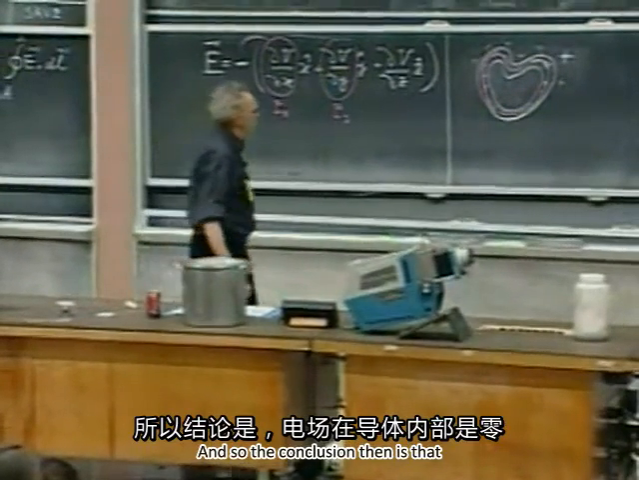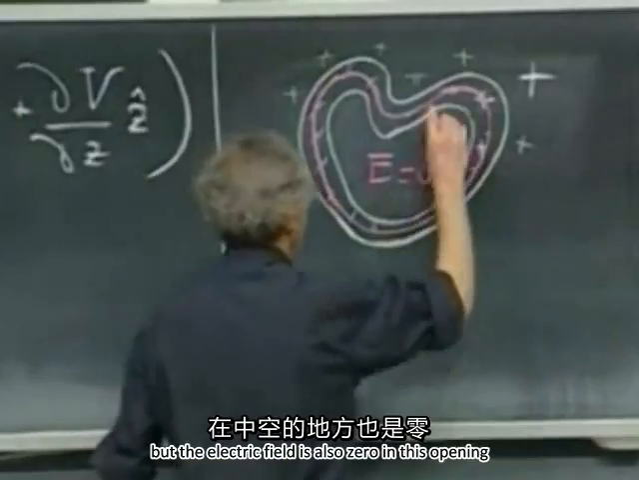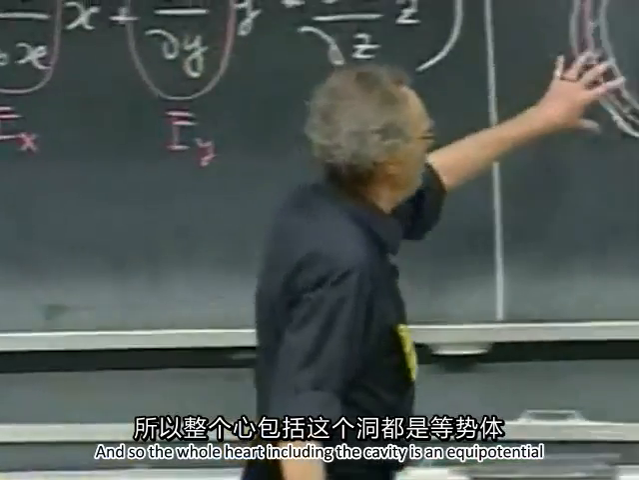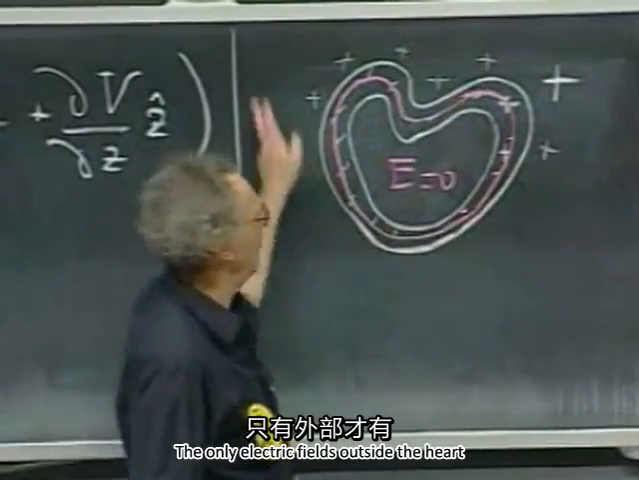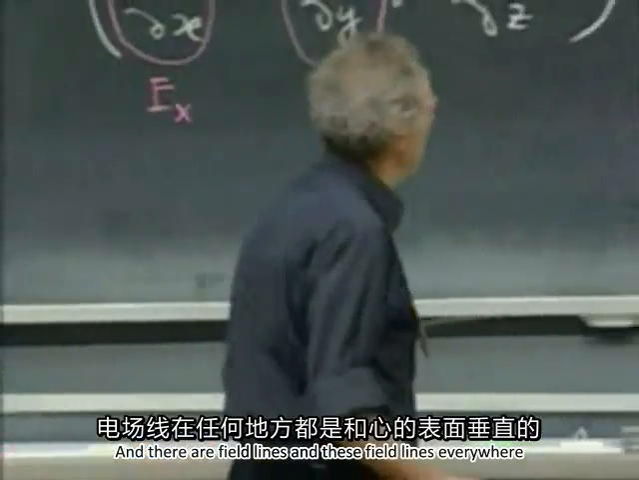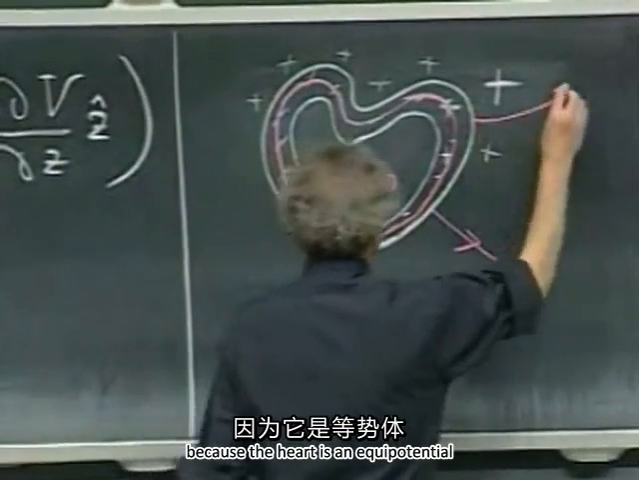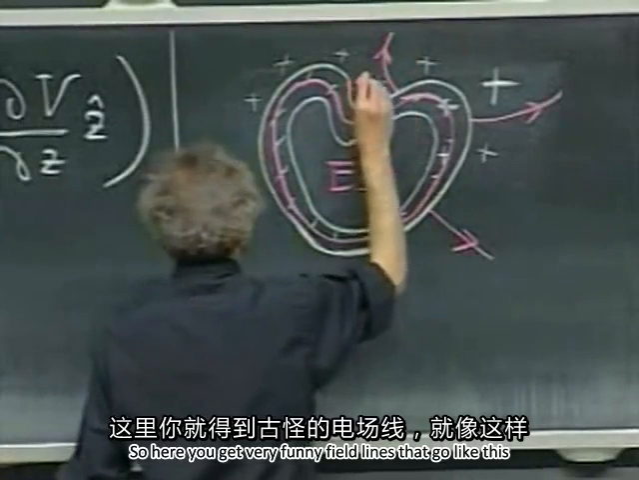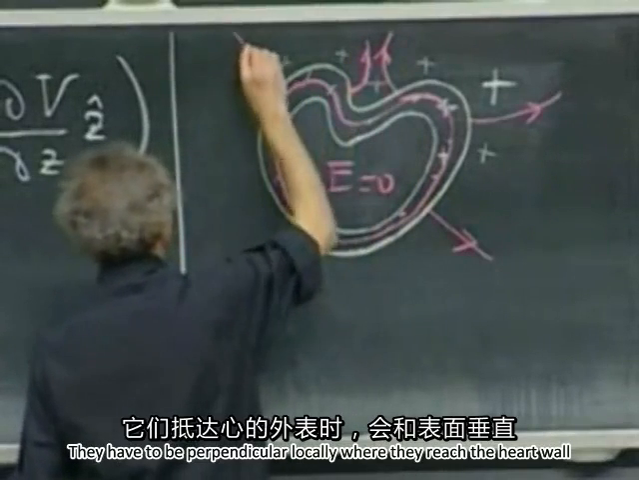And so the conclusion then is that the electric field is zero in the conductor, but the electric field is also zero in this opening. There's never any charge there. And so the whole heart, including the cavity, is an equipotential. There's never any electric field anywhere. There are only electric fields outside the heart, and there are field lines, and these field lines everywhere are perpendicular to the surface of the heart, because the heart is an equipotential. So here you get very funny field lines which go like this. They have to be perpendicular locally where they reach the heart wall.